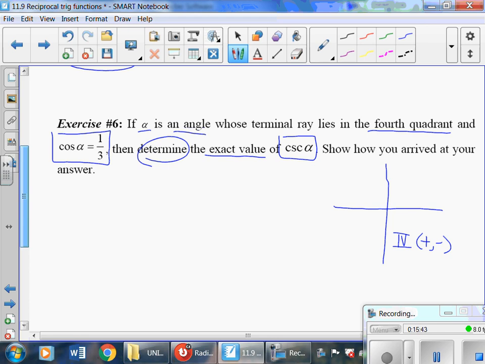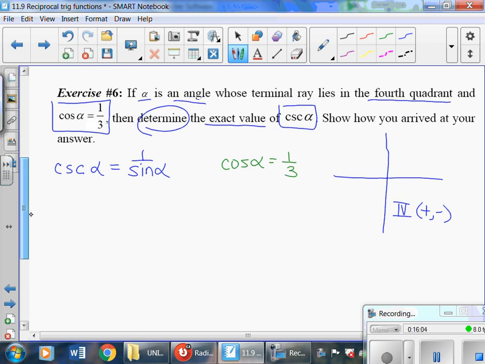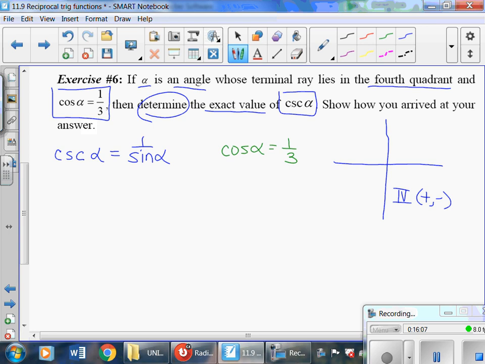So they want us to find the cosecant of alpha. And I know the cosecant of alpha is 1 over the sine of alpha. And what do they give us? They tell us the cosine of alpha is 1/3. All right. So how do I find the sine given the cosine? Well, I can use my identity. I remember my identity says cosine squared theta plus sine squared theta is equal to 1. So if I let x equal sine theta, I can say cosine squared theta is (1/3) squared plus x squared is equal to 1, and you just solve this.